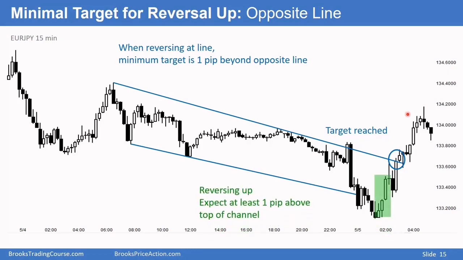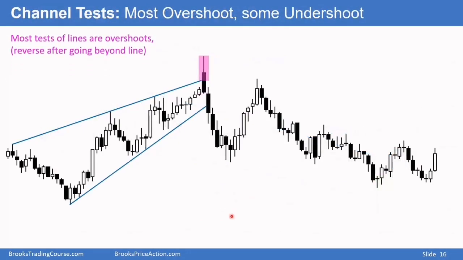This is a 15-minute chart of the euro versus the yen, and the target is at least 1 pip above the top of the channel. Reversal down, we can draw a line, and then expect a reversal down here. But look at this. We're getting a bull breakout above a wedge top. It's a wedge, 1, 2, 3, and we're getting a bull breakout. In general, if you break above a logical stop area, 50-50 chance you'll get a strong trend up, 50-50 chance the breakout will fail, and you'll get a reversal down.